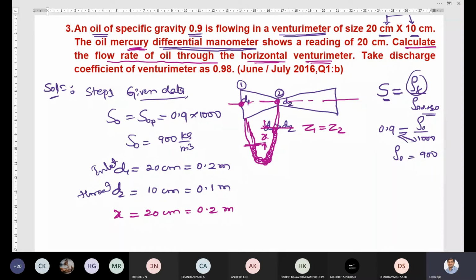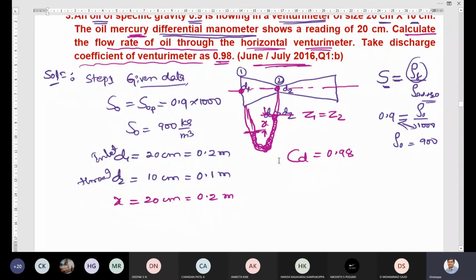Take the discharge coefficient of the venturimeter. Instead of using the word CD, he has given it in words. So what is the value of CD? That is 0.98. This question was asked in July 2016. So now these are the data he has given in the numerical. We'll write the formula. That is step number 2.